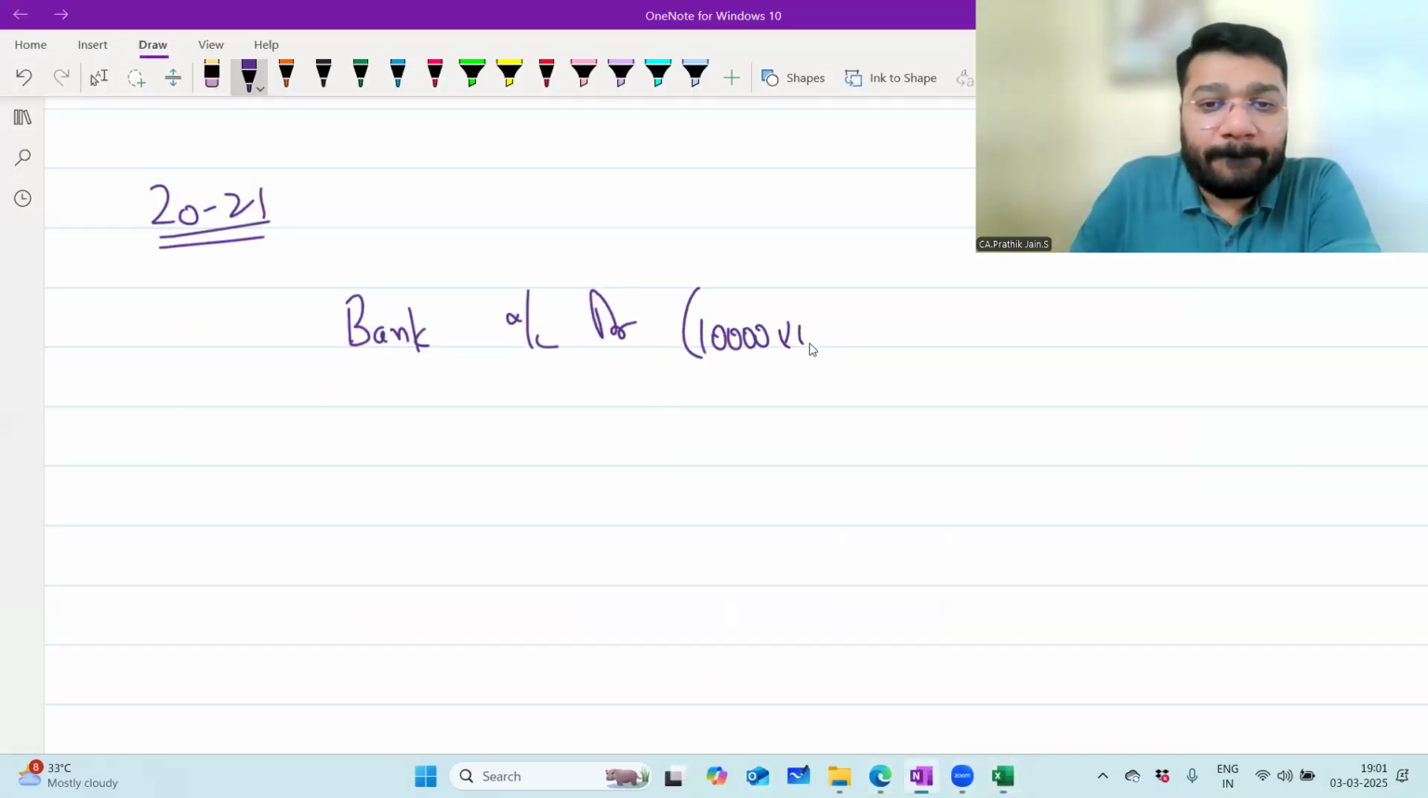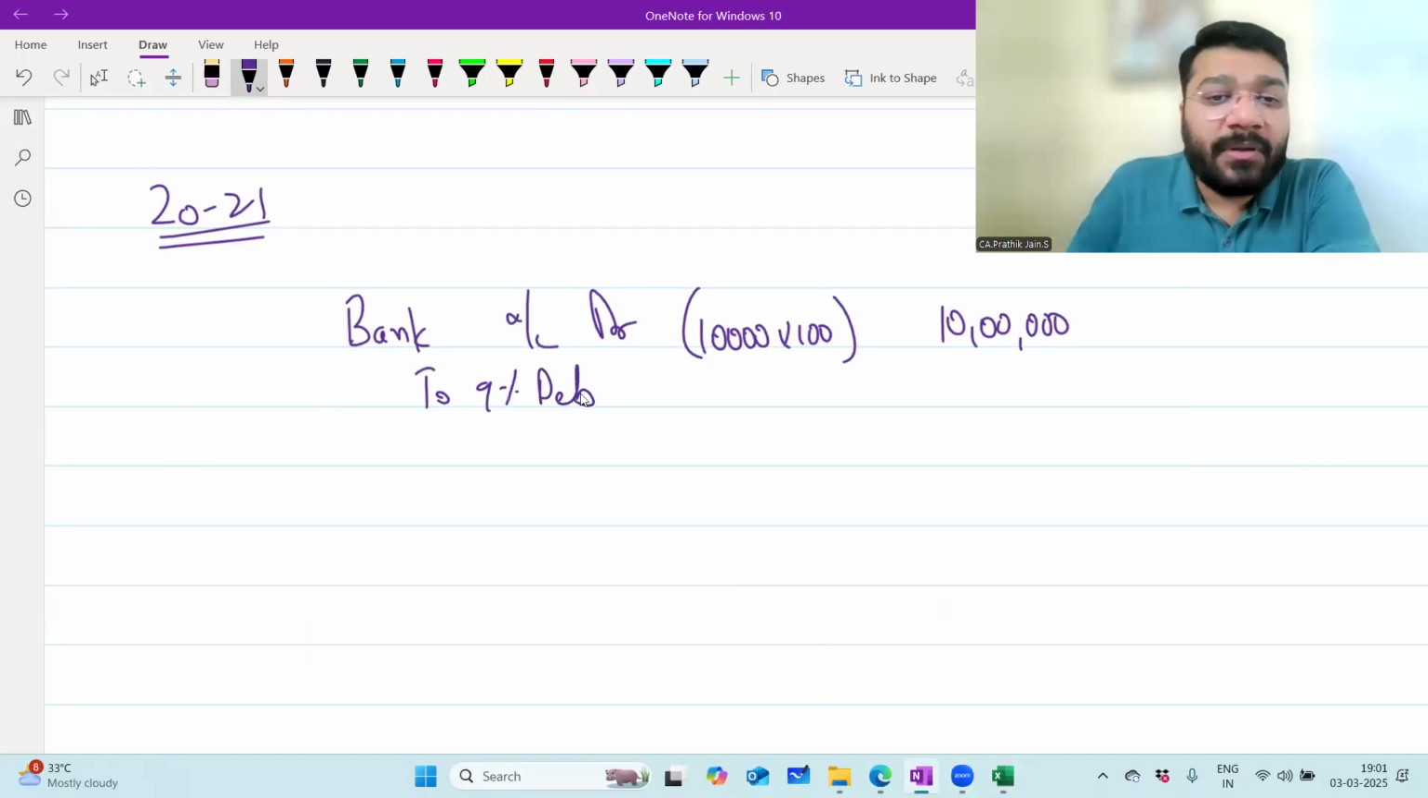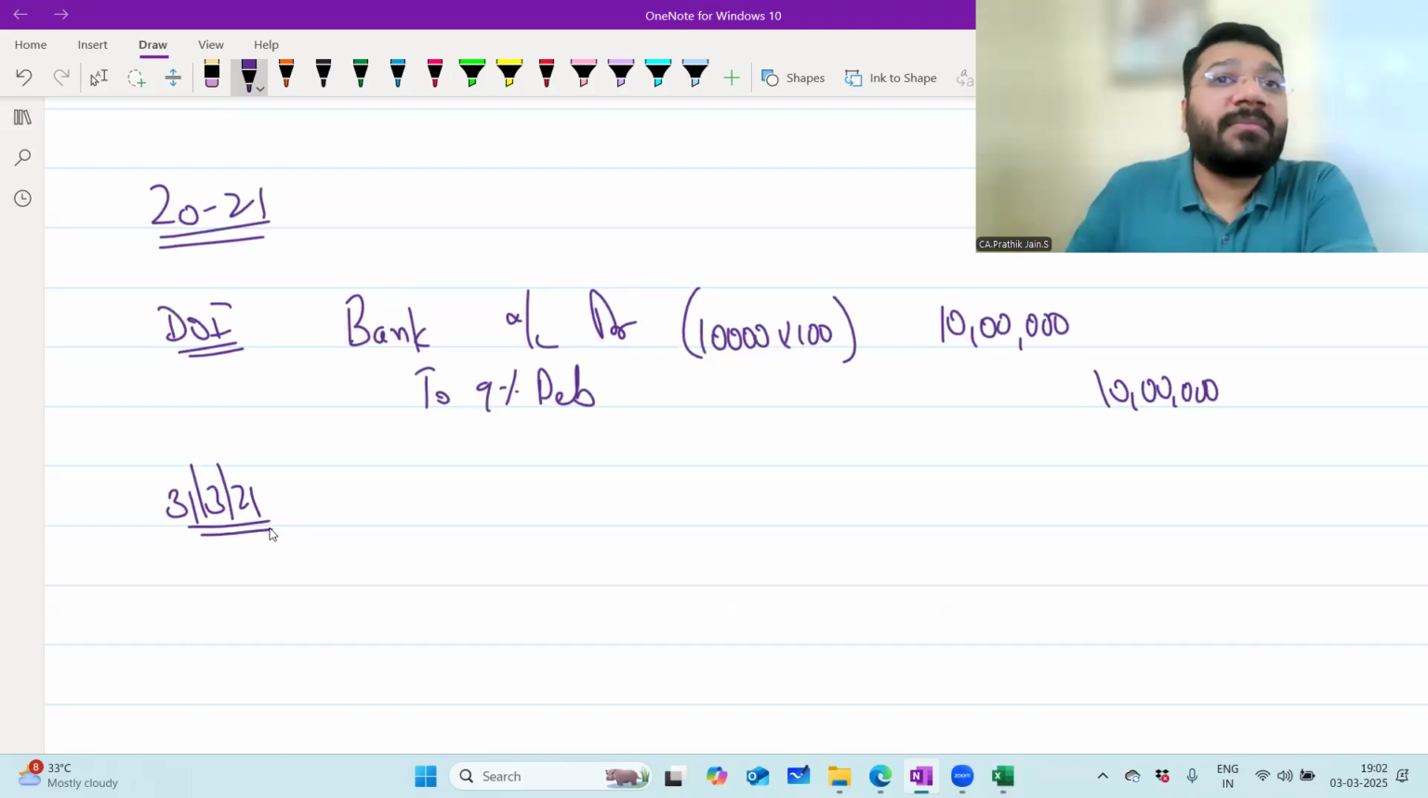This is the question which Subiksha asked yesterday. You will get your answer today. So to 10% debenture, 10 lakhs. This entry you record on the date of issue of debenture, correct? Second, at the end of the year, 31st March 21, there's a loss on issue of debenture. So what is the loss entry?